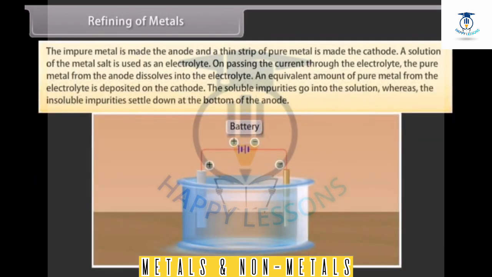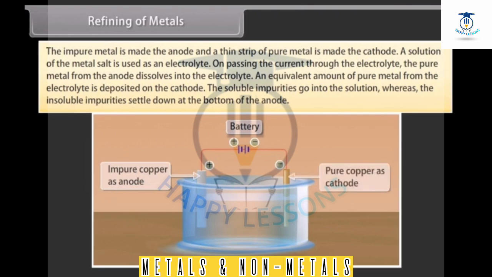The impure metal is made the anode and a thin strip of pure metal is made the cathode. A solution of the metal salt is used as an electrolyte. On passing the current through the electrolyte, the pure metal from the anode dissolves into the electrolyte. An equivalent amount of pure metal from the electrolyte is deposited on the cathode. The soluble impurities go into the solution, whereas the insoluble impurities settle down at the bottom of the anode. These are known as anode mud.